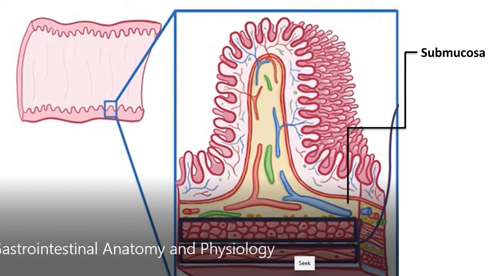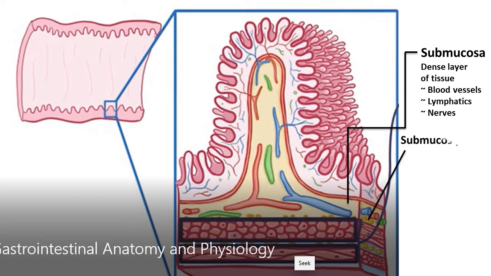And the third layer is called submucosa. It is a dense layer of tissues. It contains blood vessels, lymphatics, and nerves. Inside the submucosa, there is a submucous plexus. The function of the submucous plexus is to control the size of blood vessels. It also controls the secretion of digestive juices.